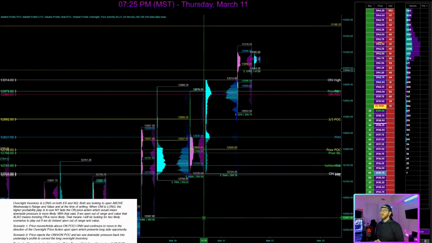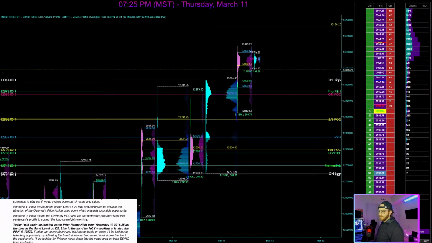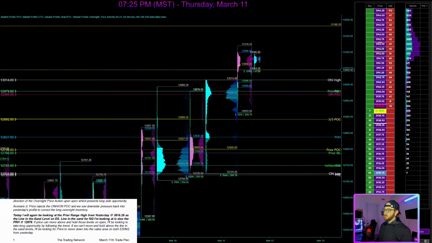So switching back over to the profile here. Again, scenario 1 played out, and just to reread here, if price could move and hold above these levels on open, I was looking to take long opportunity to follow the overnight trend. If we could not do so, I was looking to take price or take trades down back into the value area on both ES and NQ. We did not have that happen, and it was basically all long side opportunity today if you were able to stay conscious and follow the trend.